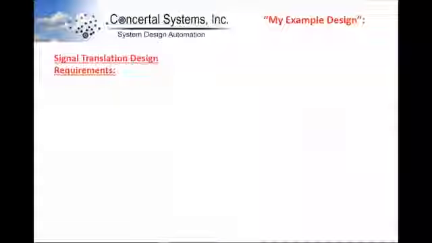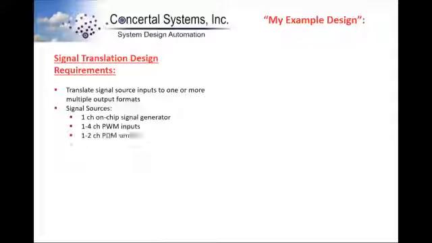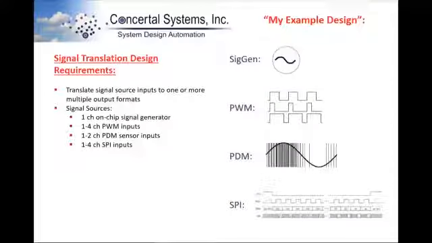The example design is a simple digital signal translator. This part needs to accept input digital signal sources from a variety of places, such as a single channel on-chip signal generator, up to 4 channels of PWM input signals, 1 or 2 channels of pulse density modulated sensor inputs, such as from a digital microphone, or 1 to 4 inputs of SPI input signal data. The part then needs to output signal data from any of these sources to 1 to 4 channels of PWM outputs or 1 to 7 channels of SPI outputs.